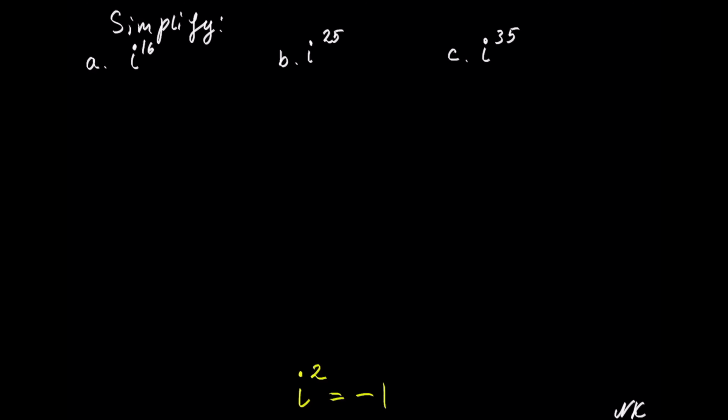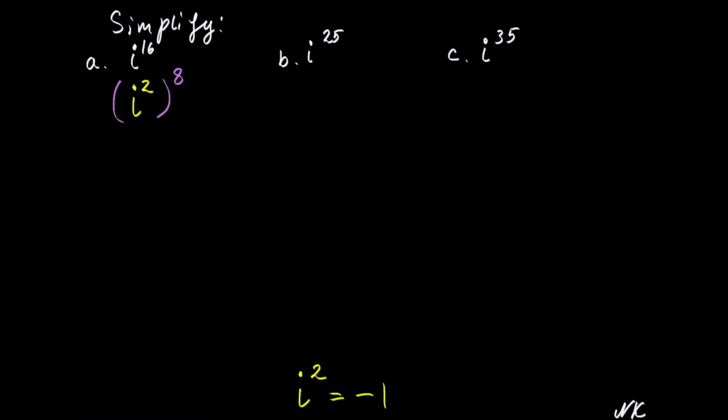So in example A we have i to the 16th. We can rewrite this using rules of exponents and have i to the second power. 16 divided by 2 is 8, so 2 times 8 will give us 16 back. So effectively we can rewrite this as i to the second power raised to the 8th power to get i to the 16 back.